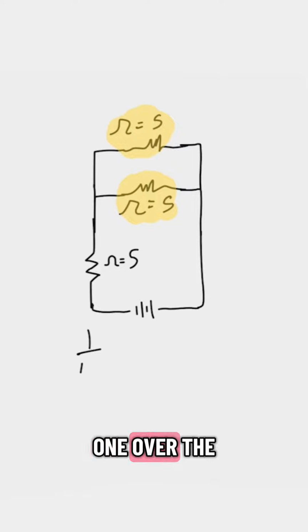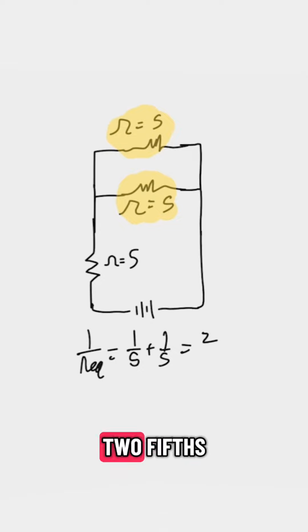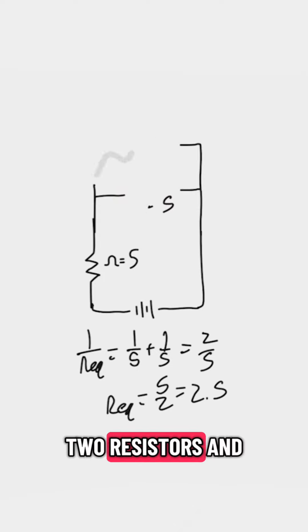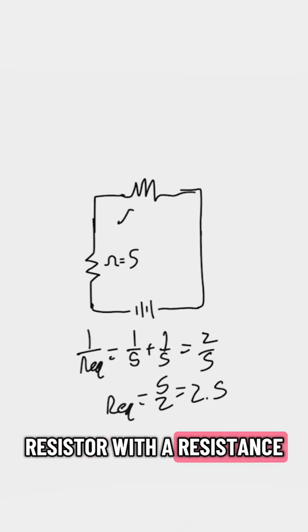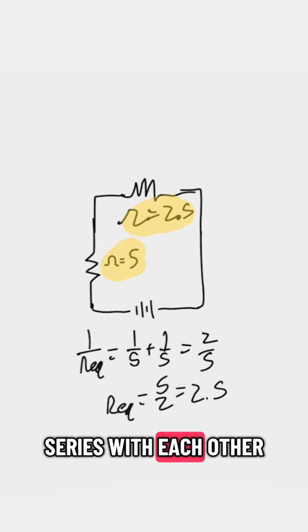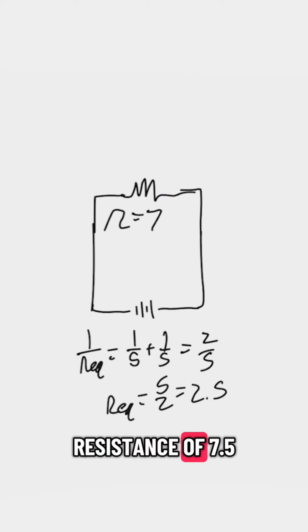For this we do 1 over the equivalent resistance is equal to 1 over 5 plus 1 over 5. That's equal to 2/5. The equivalent resistance is equal to the reciprocal of 2/5, which is equal to 2.5. We erase those 2 resistors and make a single resistor with a resistance equal to 2.5. Finally, we just add these 2 together since they're in series with each other, and that gives us a final resistance of 7.5.